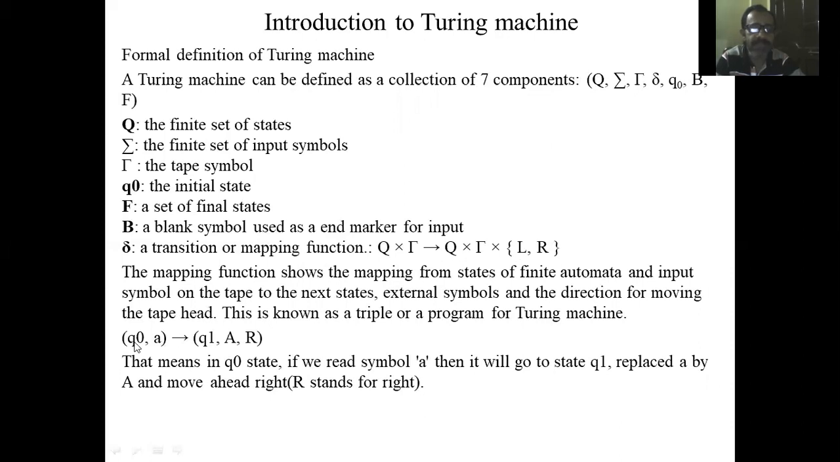Suppose you take this example, Q naught on A. So delta of Q naught on A is Q1 A R. This means the current state Q naught is changed to Q1, and A on the tape is replaced with capital A. And this particular operation is instructing the header to move right by one cell. So the header always moves right or left by one cell only from the current cell.